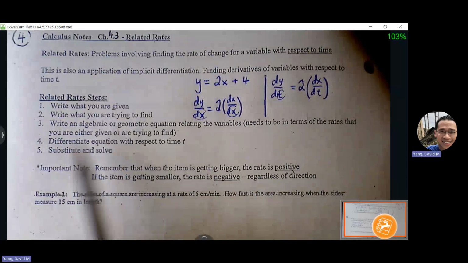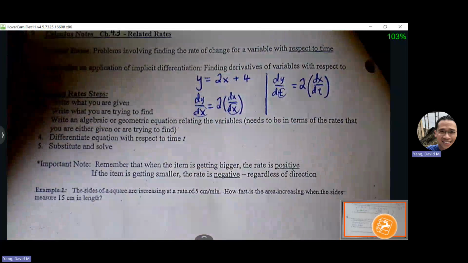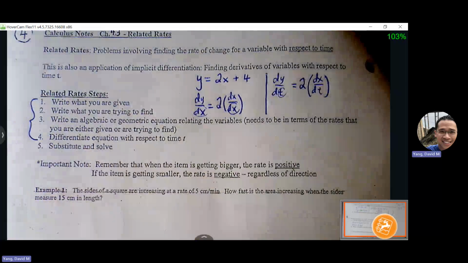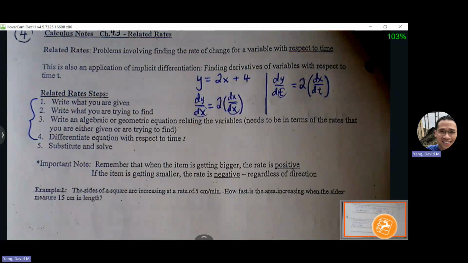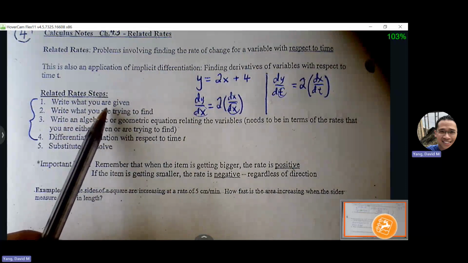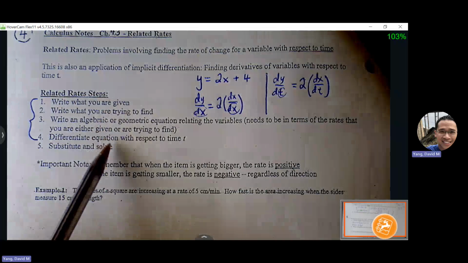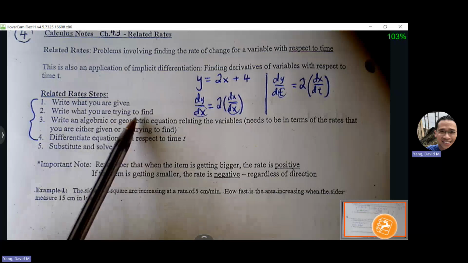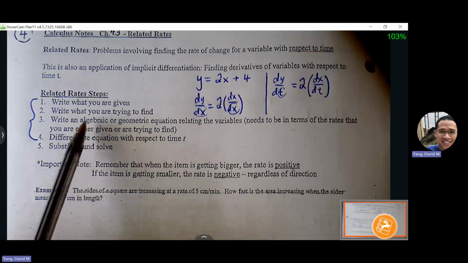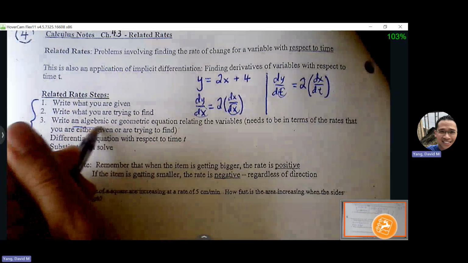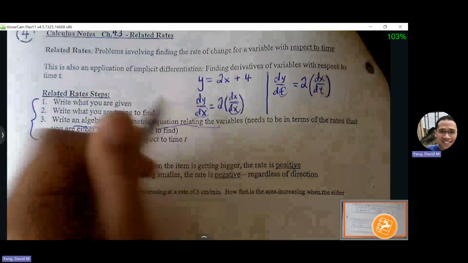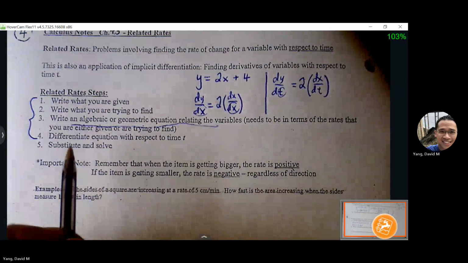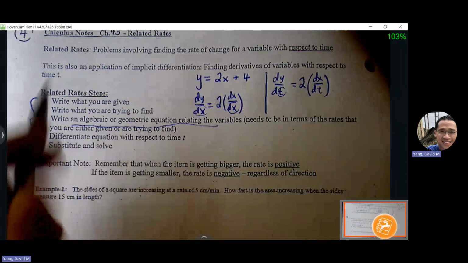So these are the steps we're going to take. I'm not going to do these in the order that's presented. Sometimes I like to gather information in a different order, but ultimately it's the same idea with word problems. You always want to identify what you're given. You want to identify what you're trying to find. In this case, we always want to create an algebraic or geometric equation, so that we can actually have something to build the derivative from. Differentiate the equation, that just means find the derivative.